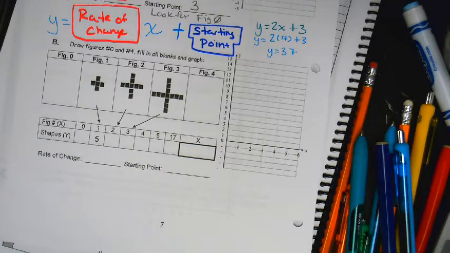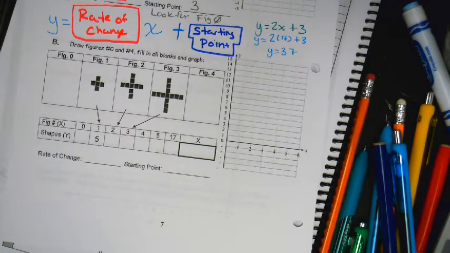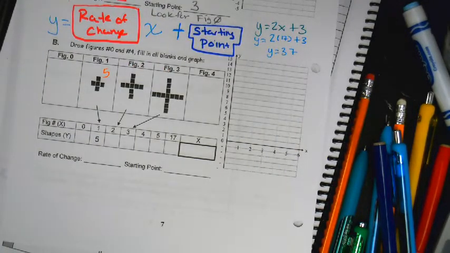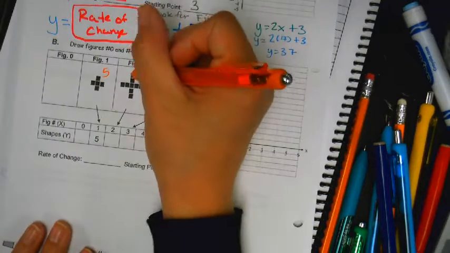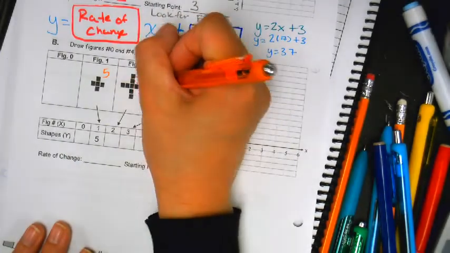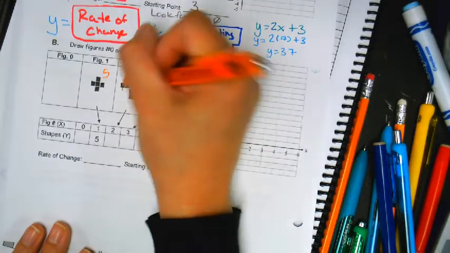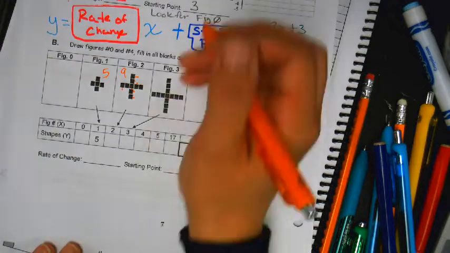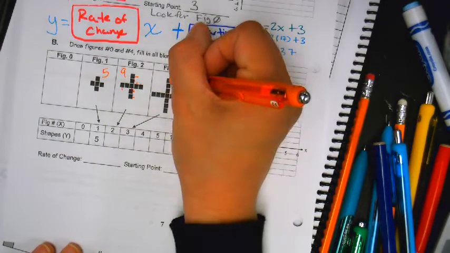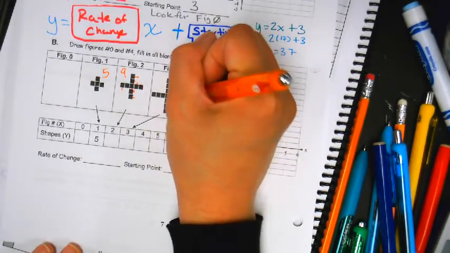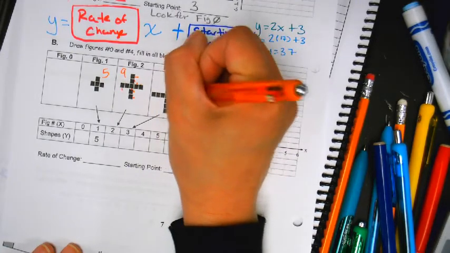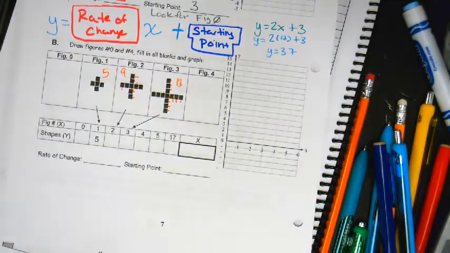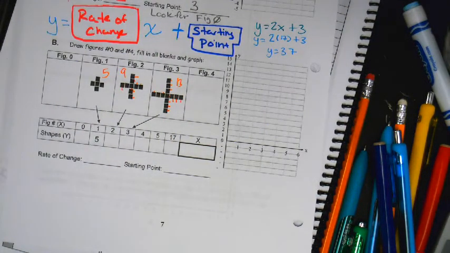How many in figure 1? 5. How many in figure 2? 9. Feel free to write little marks there: 1, 2, 3, 4, 5, 6, 7, 8, 9. Figure 3? 13. 1, 2, 3, 4, 5, 6, 7, 8, 9, 10, 11, 12, 13. All right, so with that information, you should be able to tell me, what are you changing by?